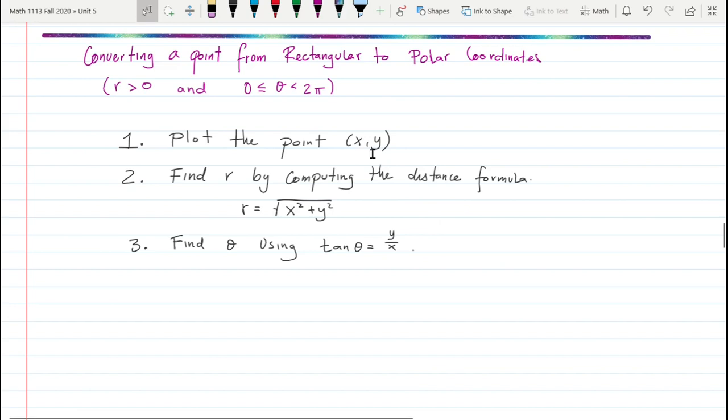Then we want to find the value of r, and we find that by using the distance formula, which gives us the radius is equal to the square root of the sum of x squared and y squared. Then we're going to find theta by using tangent equals y over x. But that's not how we really get theta. We have to do tangent inverse in order to explicitly get theta.